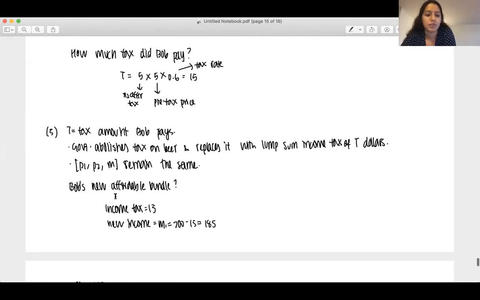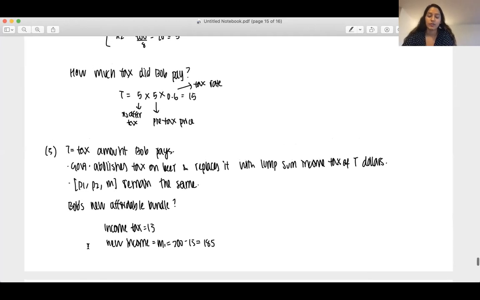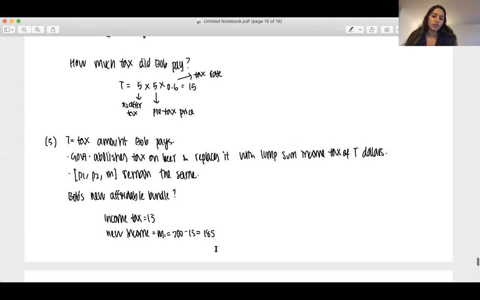So here I just wrote some notes. So the income tax T is equal to 15. What changes here in order to calculate his best affordable bundle is the income, because now if he has to pay income tax, his overall income will get reduced. So here to calculate M, I just wrote M1, which is for the new income. You would do 200 minus 15, which is equal to 185. So that's all that we need to know.